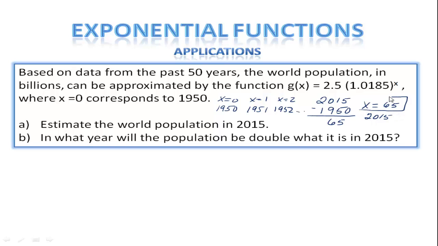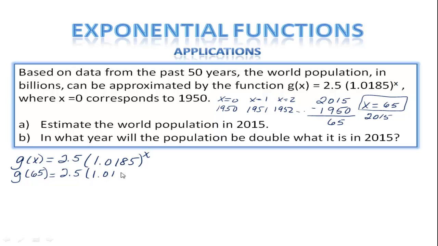So I found my x, and this is what I do. Now I can try and estimate the world population in the year 2015. g of x is equal to 2.5 times 1.0185 to the x power. Now I'm going to evaluate this function for the value 65, which is the year 2015. And you do this in your calculator. What you do is you input this number first, and then you raise this number to the 65th power.